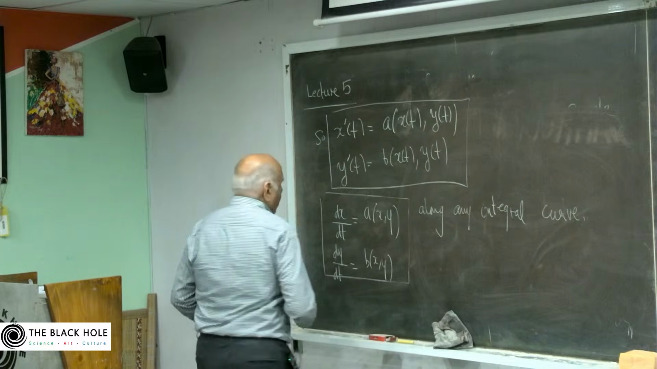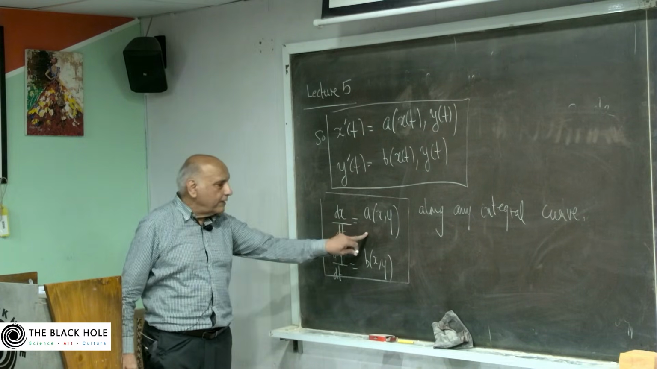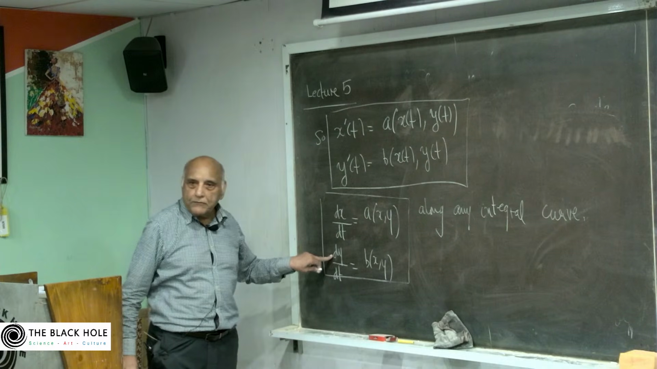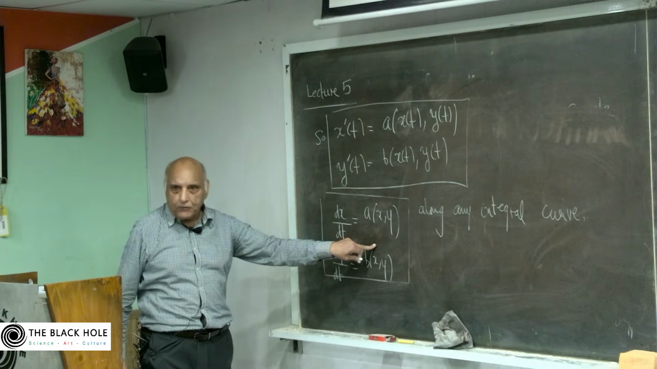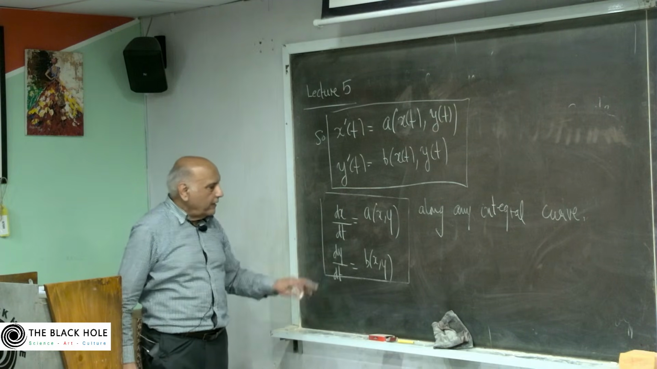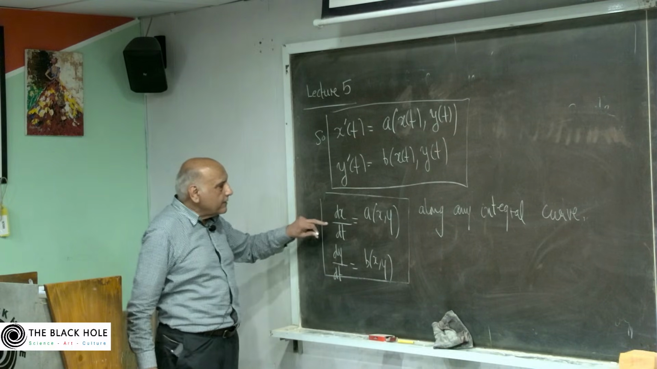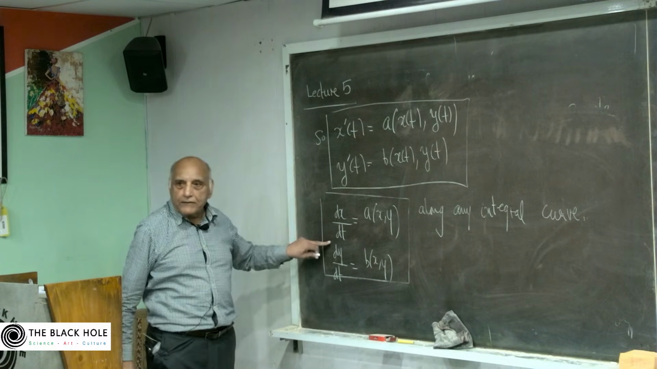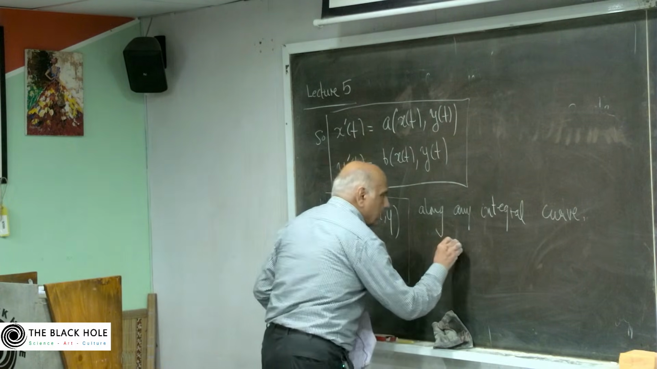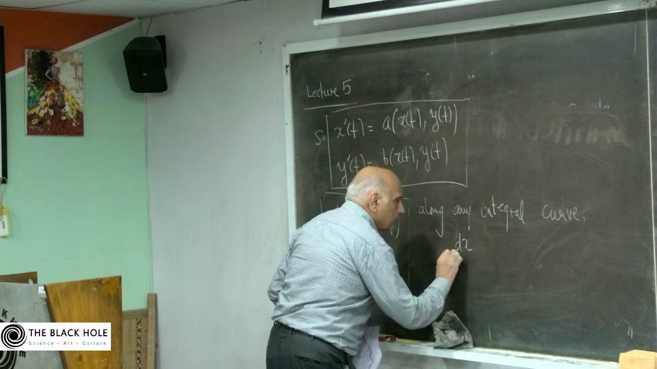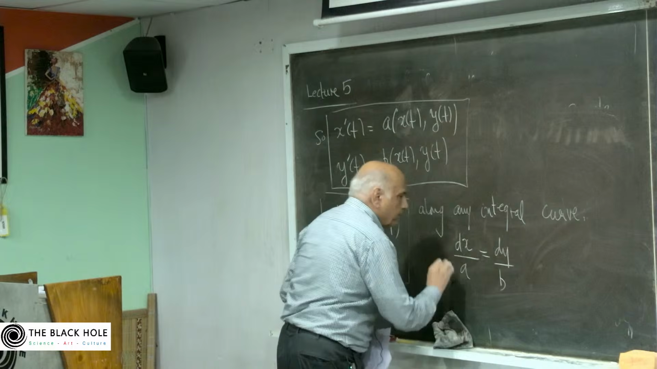Okay. So do you see something very interesting? dx over a is equal to dt, assuming that a is not 0, right? And dy over b is equal to dt. So along any integral curve, dx over a is equal to dy over b.